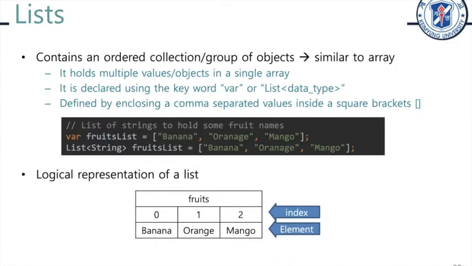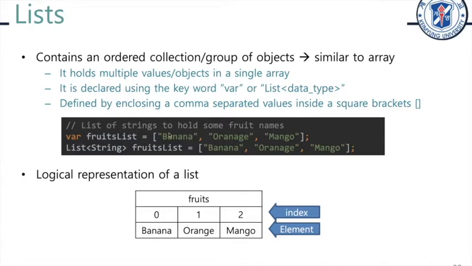The next type of variable that we'll discuss is list. List contains an ordered collection of a group of objects. This is similar to an array in C++ or Java. It holds multiple values in a single array. You can declare using the keyword var or using the keyword list. And when you declare using the keyword list, you have to announce the variable type. So you can see that Dart uses hybrid variable declaration and variable usage.